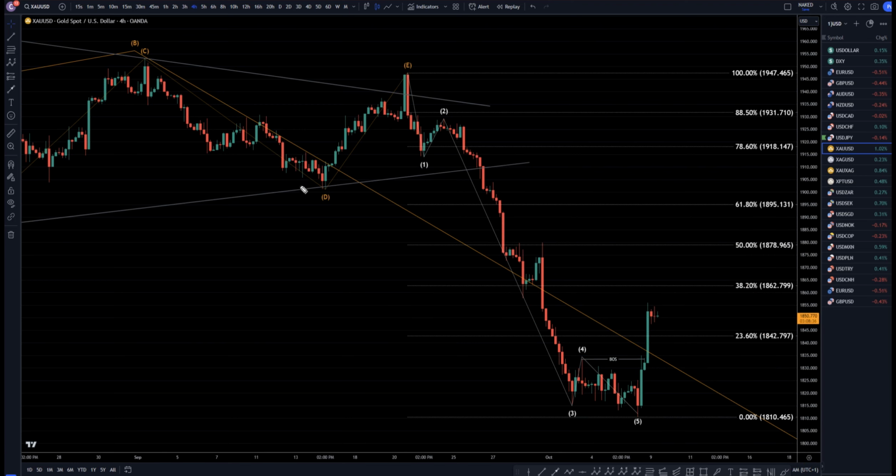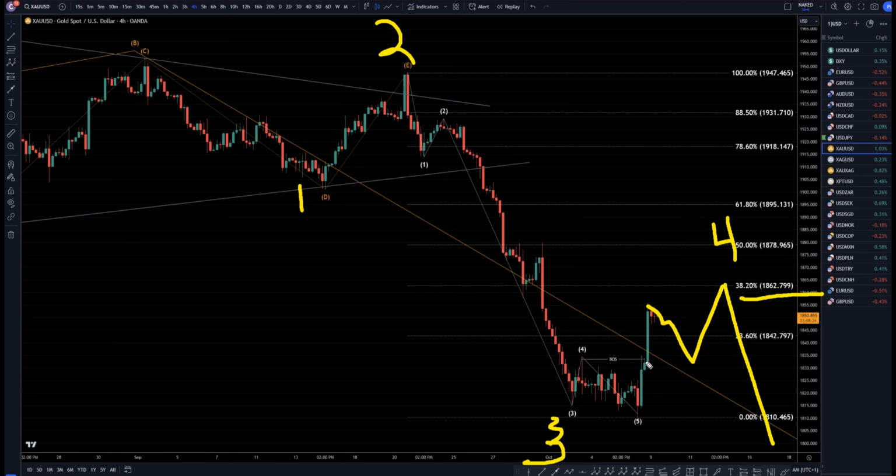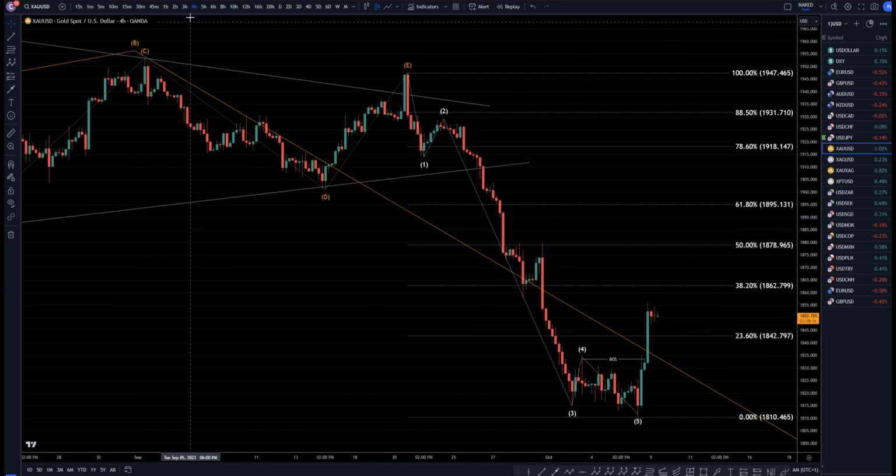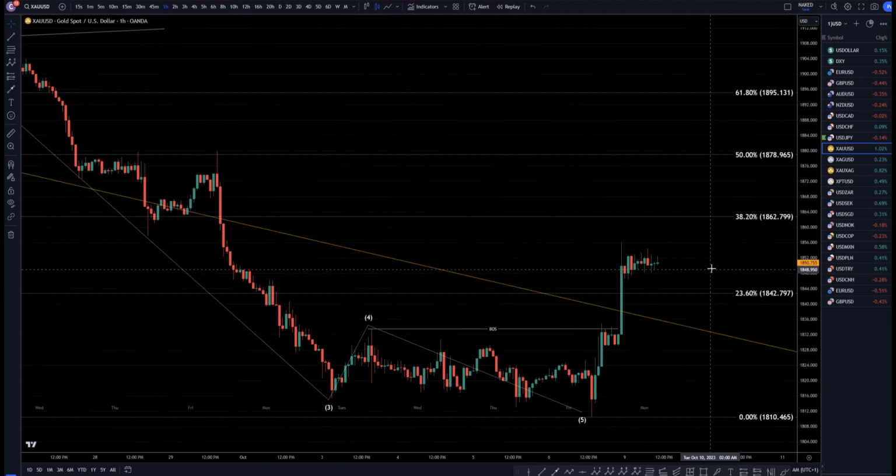If this really is a 1 here, and this is a 2, and this is a 3, and then this is actually a 4, then this would probably do something like this, go up to the 38%, and then continue the downtrend for like a wave 5. So I am still looking at this move up as possibly a correction. So if we get like a 38% bounce, I would definitely take that as a short. So let's head down to the 1 hour time frame.